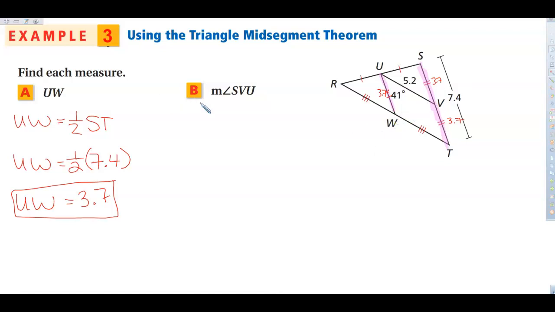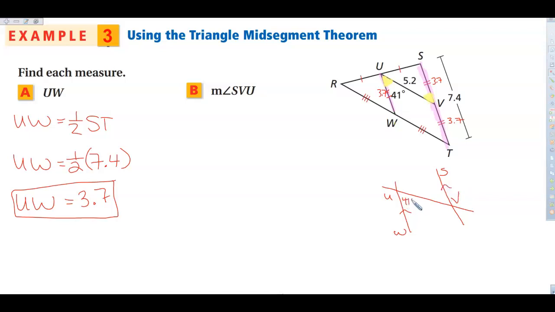Now, next I want to find the measure of angle SVU. So angle SVU is right here. And we know that this angle up here is 41 degrees. So what I want you to see is we've got U, W, V, and S, right? I know these sides are parallel.